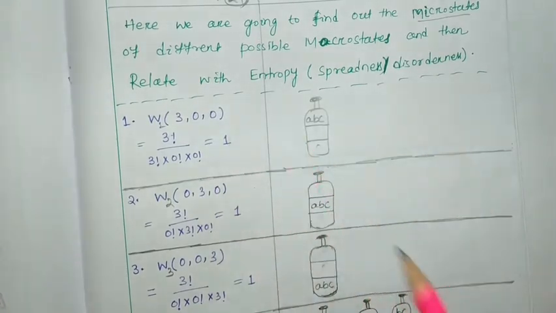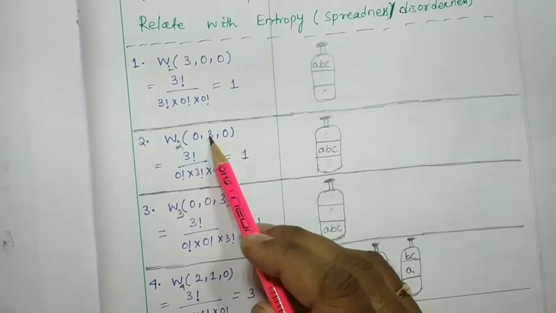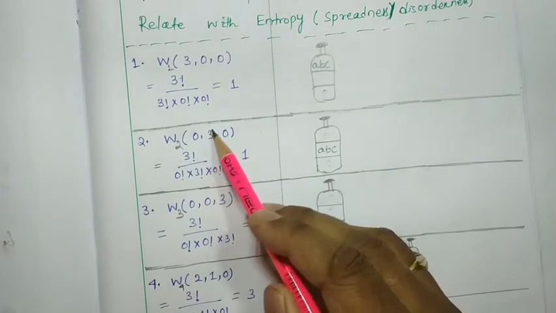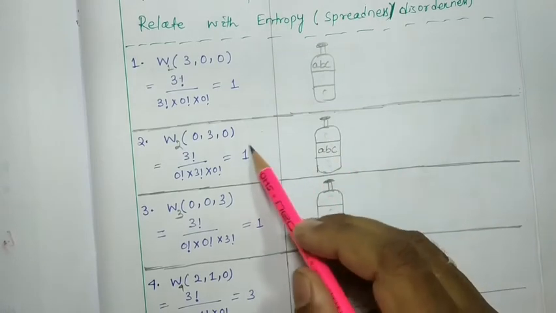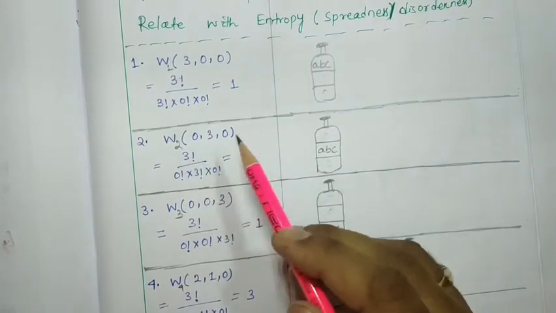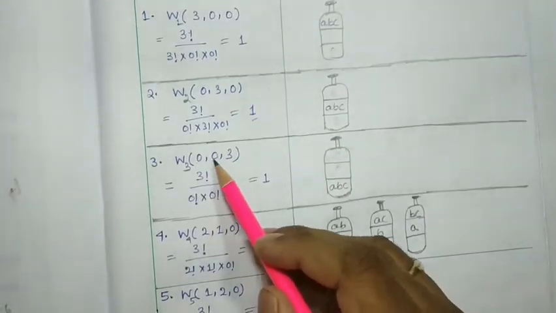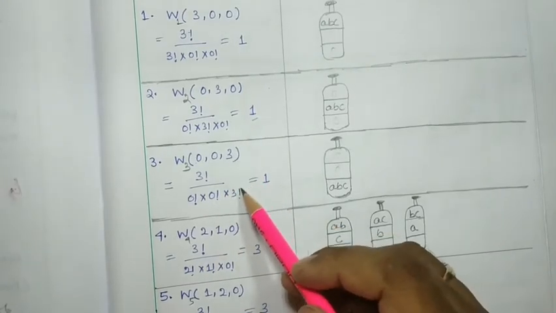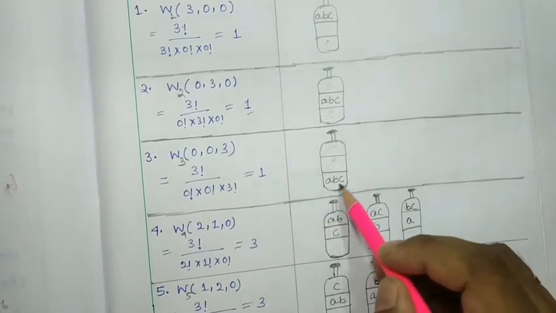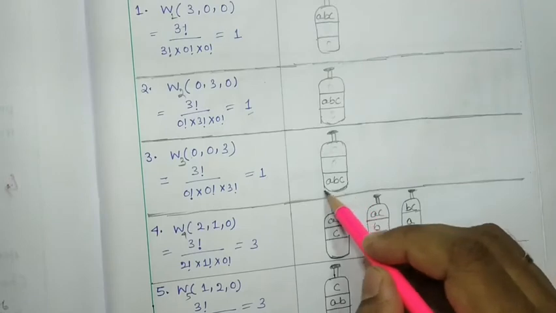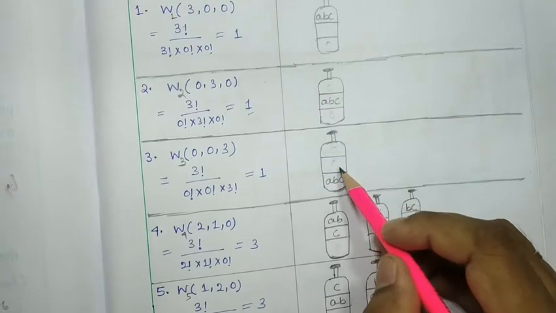Now consider the second macrostate, that will be 030. That means all the 3 particles will be in the second compartment. How many possible arrangements? Also 1. That means for this macrostate only 1 microstate is possible. Now consider 003. How many microstates can we get? Only 1. That means all 3 particles will be in the third compartment only, and the first and second are vacant.